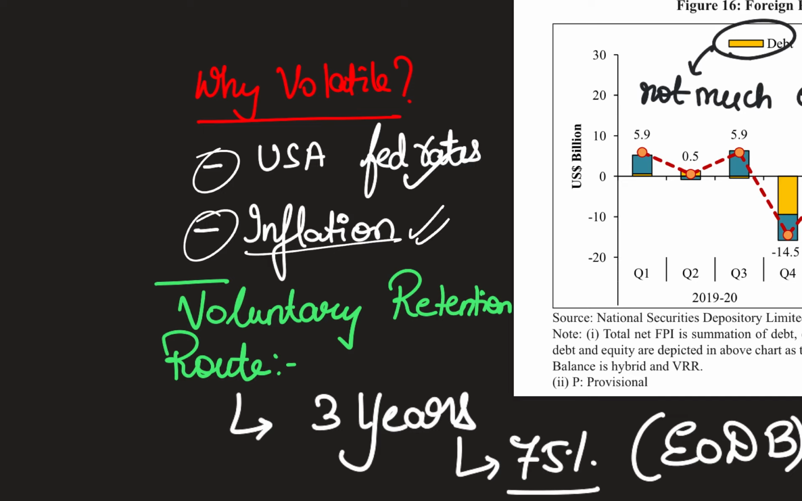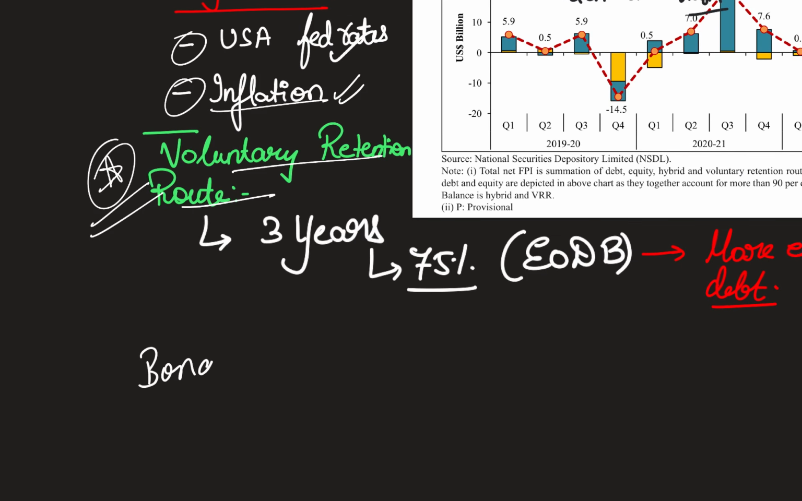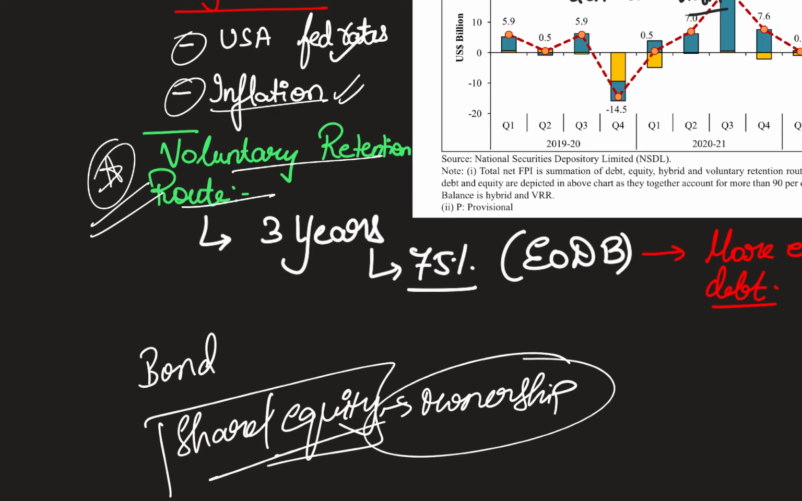So this volatility is supposed to be handled by the Indian government, and that is why we have a scheme called the voluntary retention route. Let's say there is a bond. What is the difference between a bond and a share or equity? In a share or equity, basically the investor wants ownership. So if they're taking more risk, they'll see that the returns are much higher. But in the case of bonds, they'll give a fixed percentage of interest. Let's say, for example, 8%.